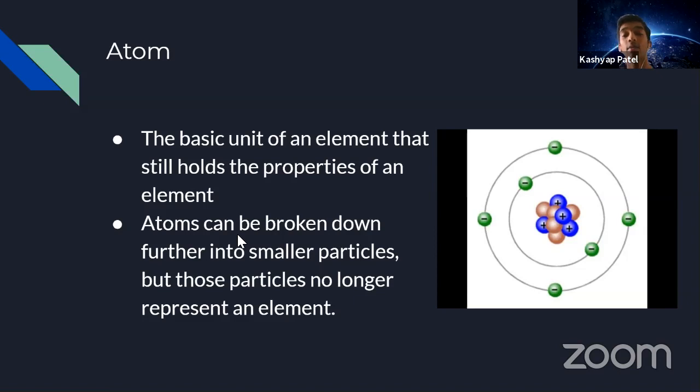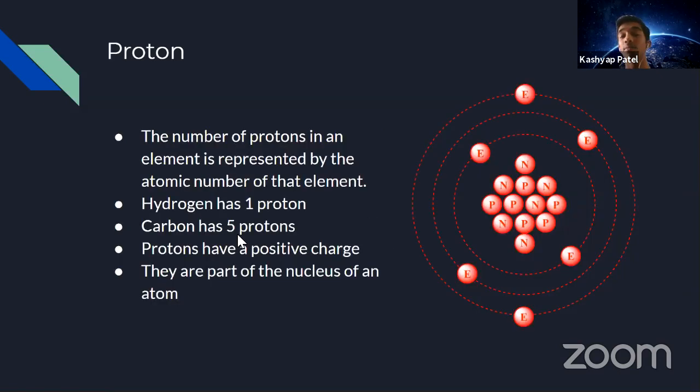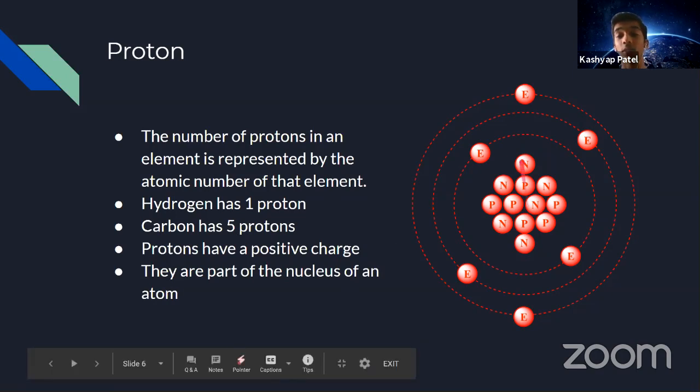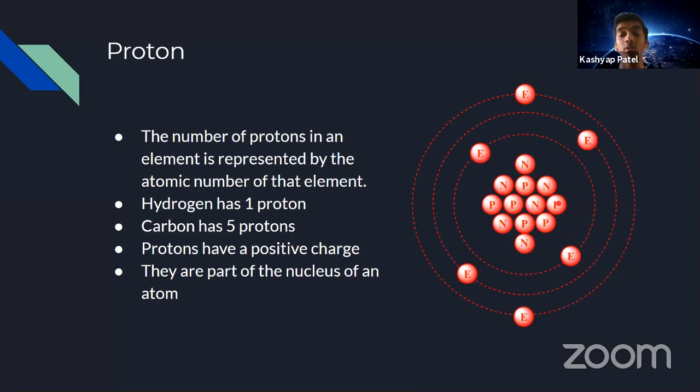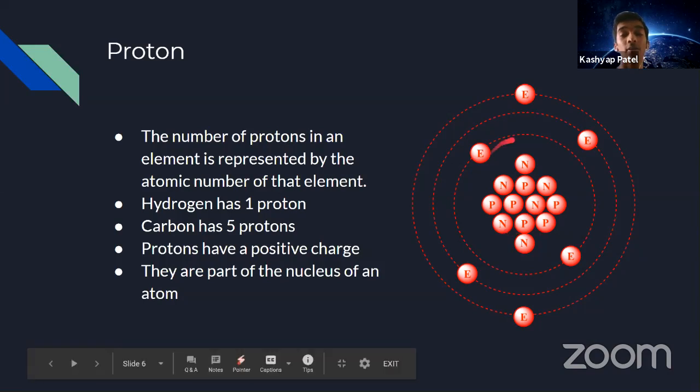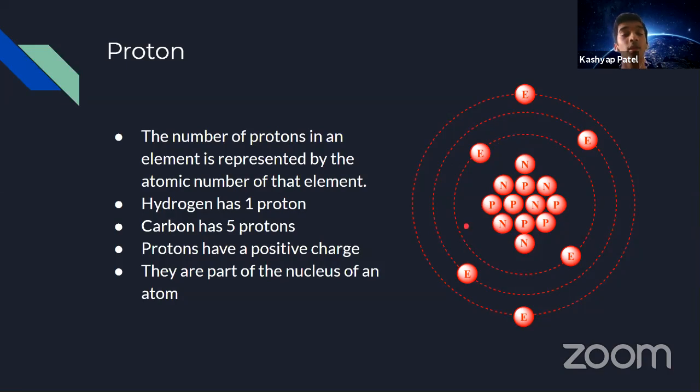So next we have the proton. The proton is part of the atom, and it's in the nucleus of the atom. So as we could see here, this is the nucleus. And there are 1, 2, 3, 4, 5, 6 protons, which means this is a carbon. So this is in the nucleus, and then we've got the electrons orbiting around the nucleus. And why is the amount of protons important? It's because the number of protons in an element is the atomic number of that element.